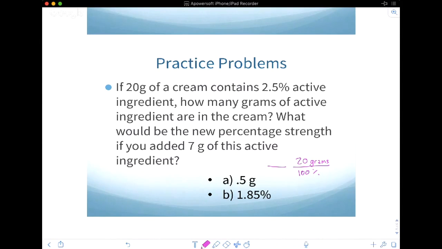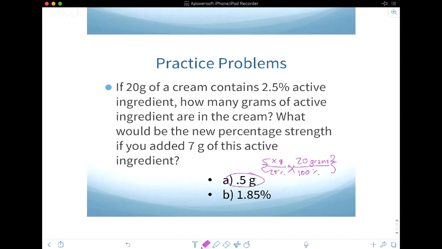But we know that it's 2.5% of active ingredient. We want to know how many grams. So if we set up line equals line, this is our known, this is our unknown. We cross multiply and divide. Let's see if it matches that 0.5 grams. So 2.5 times 20 grams divided by 100. That gives us, what do you know? That gives us the 0.5.